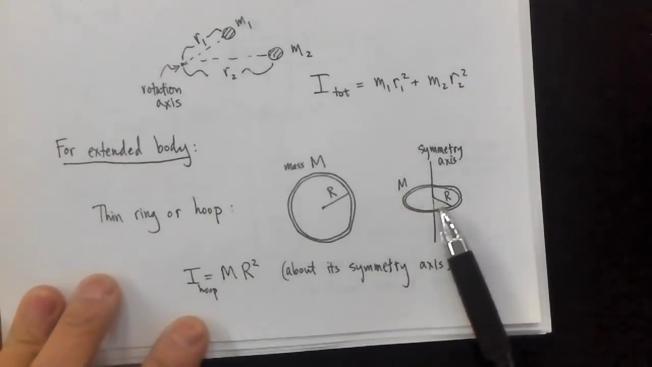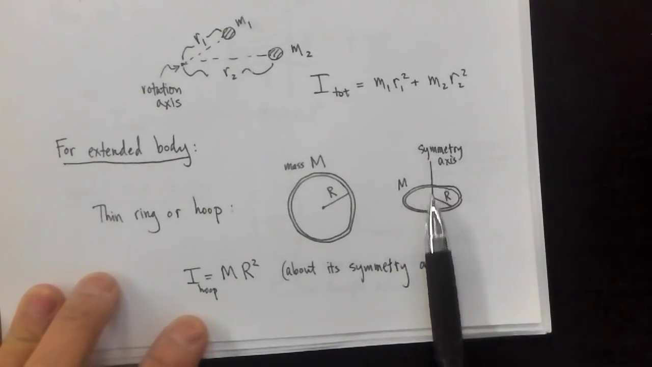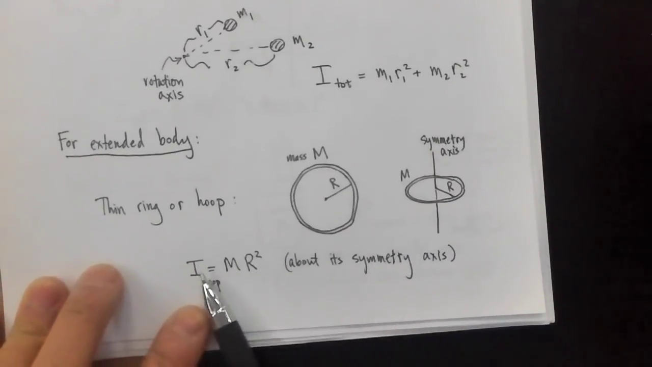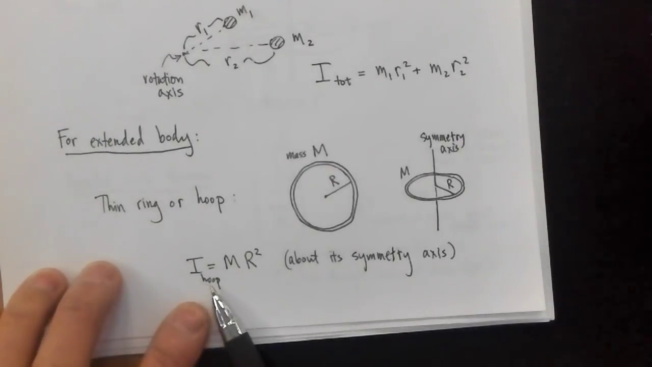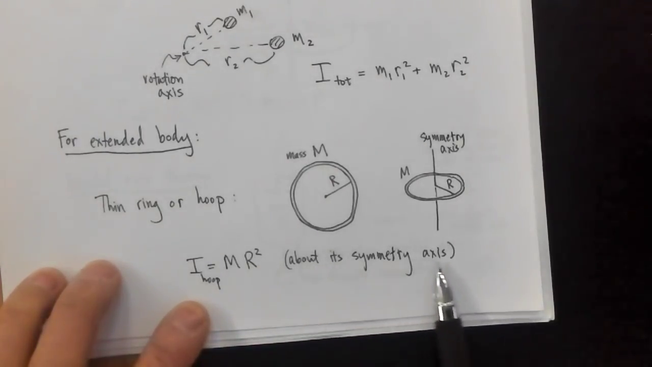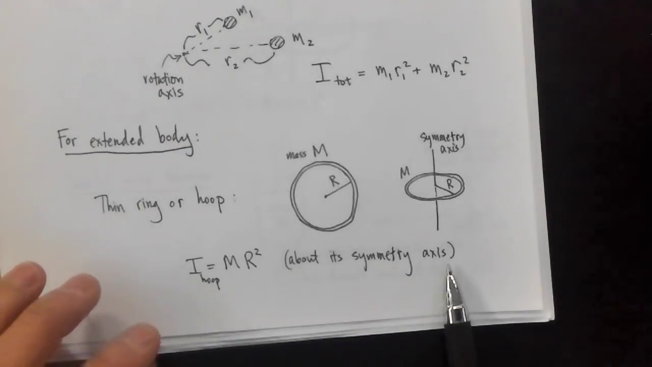Okay, so if I want the moment of inertia about the symmetry axis or the central axis, then the answer for the moment of inertia of the hoop is m r squared about the symmetry axis. Okay. Any questions so far?